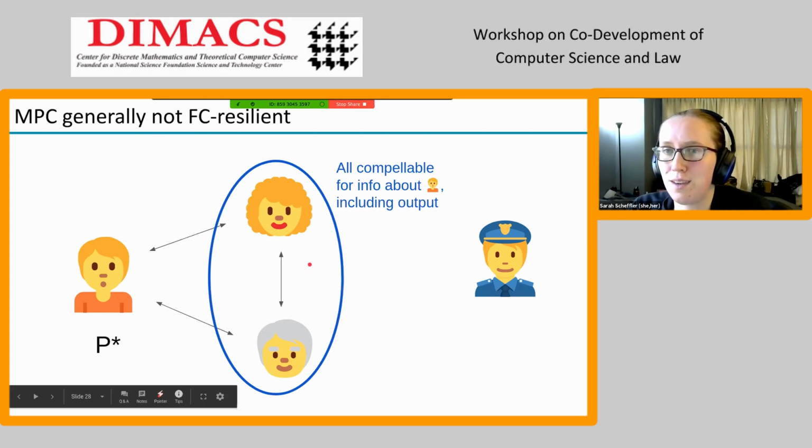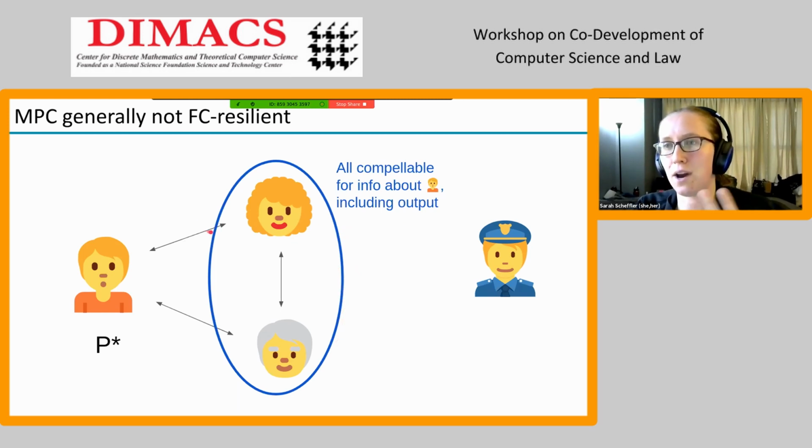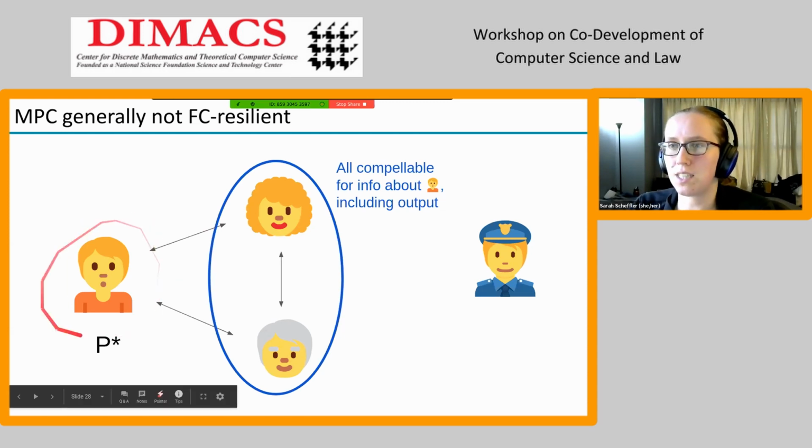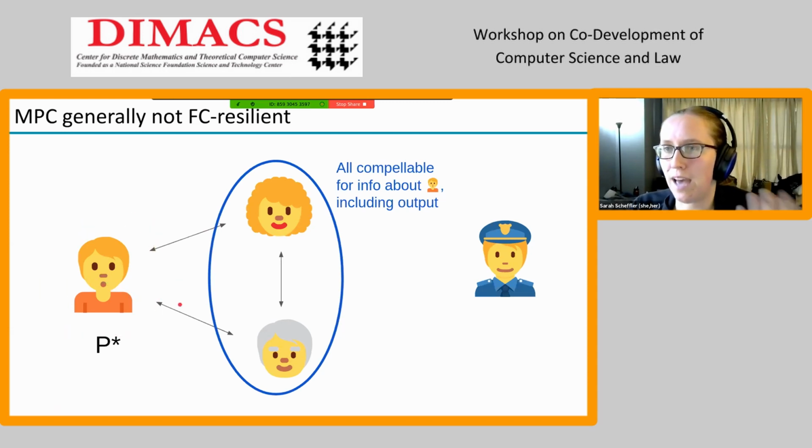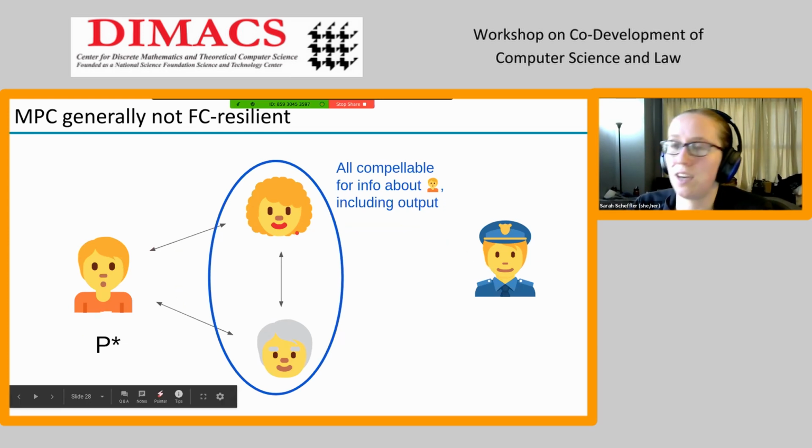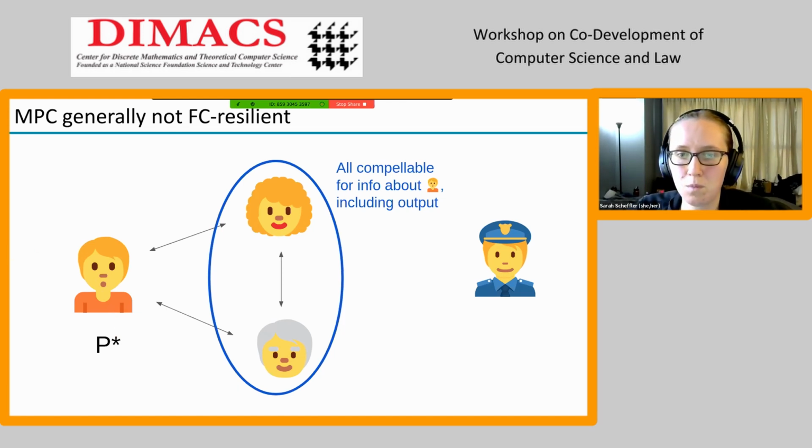now the fact that the output was gotten by somebody who is not the one party that we care about means that that is now a new compellable action that wasn't compellable beforehand, because somebody can approach this person and say, we're investigating this party who I'll call P star, tell us the output of the protocol. And so that's a new thing that was compellable that wasn't compellable before running the protocol.